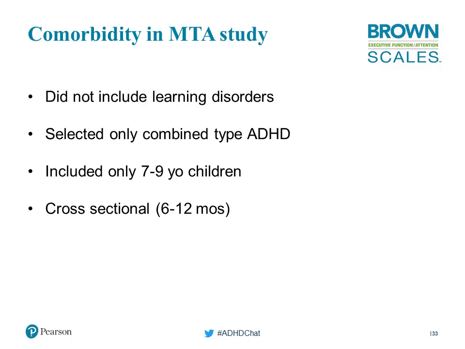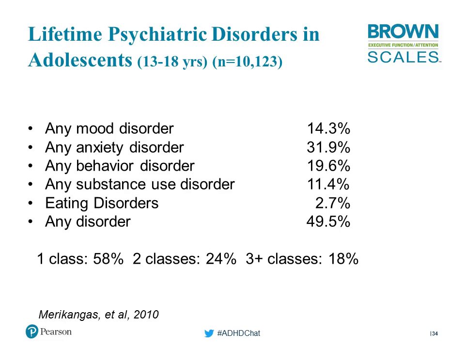But they didn't include learning disorders. They were only working with combined type ADHD, and they were just 7 to 9-year-old kids, and it was very cross-sectional. So the fact is, comorbidity is a bigger problem than even that data set shows you.